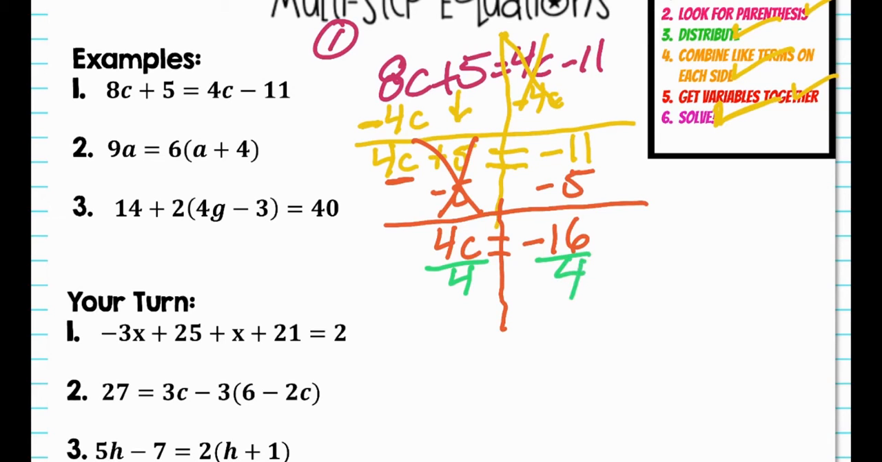Any number divided by itself divides out to be 1. So 4 divided by 4 is actually 1. That leaves me with just 1c. That's what I wanted. Now I'm almost there. So now I have to divide on this side. Negative 16 divided by 4. Well, you can use your calculator for this.